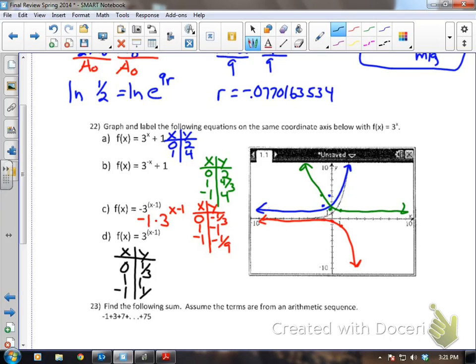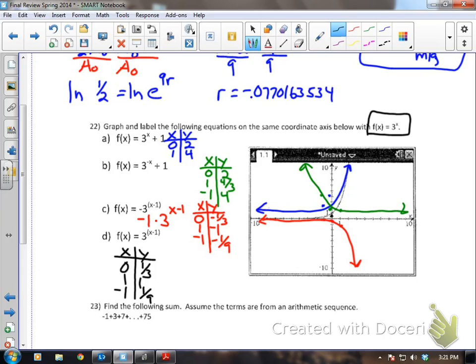So what this one does, in essence, is it shifts the graph of the original function, f of x equals 3 to the x. It's going to shift it to the right 1 unit. So I now have, let's plot those points. So 0, 1/3.